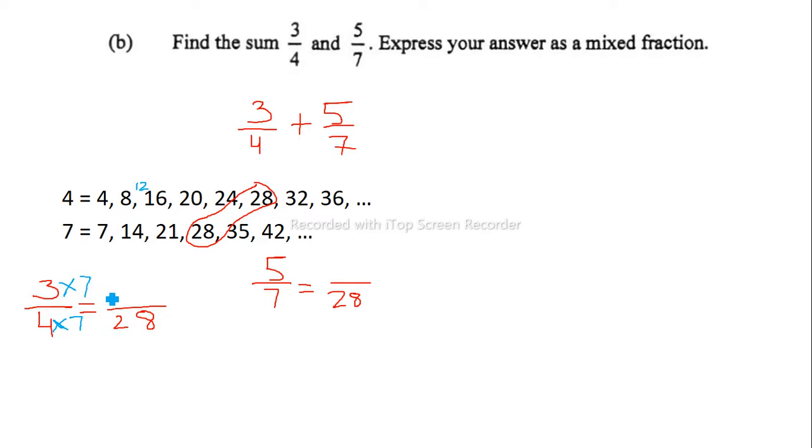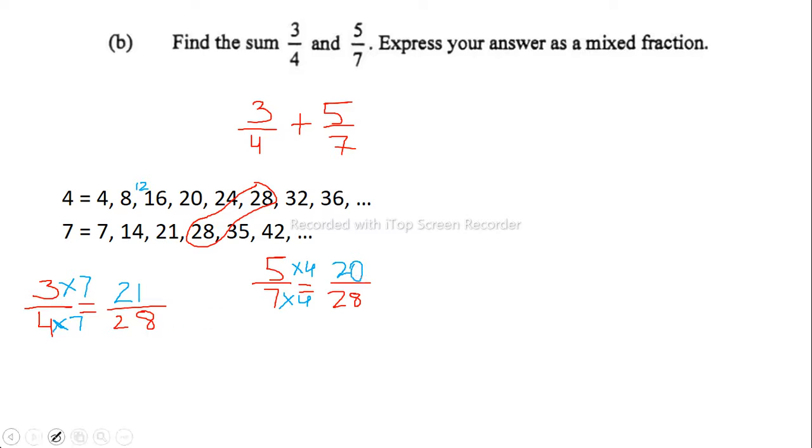What is 3 times 7? 21. Good. Then we have, what times 7 gives me 28? 4. What is 5 times 4? 20.